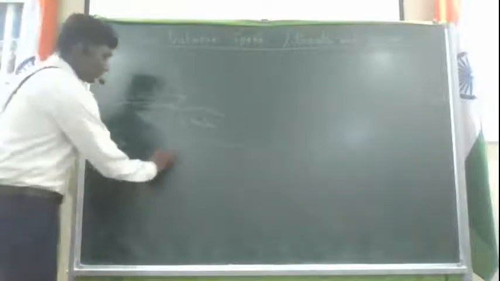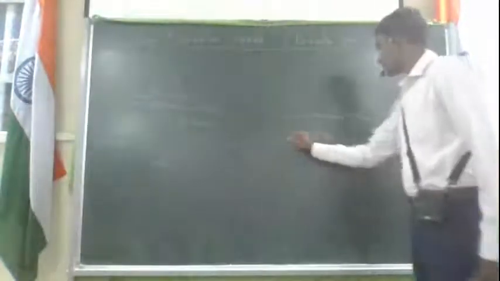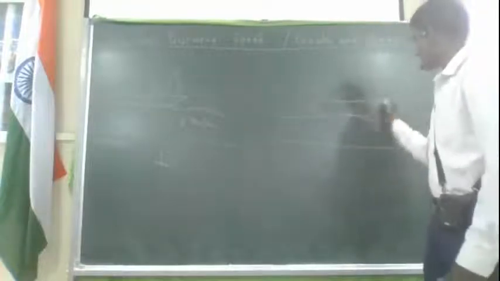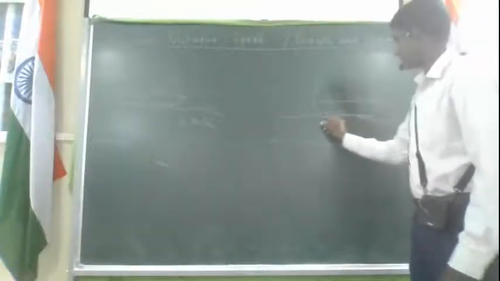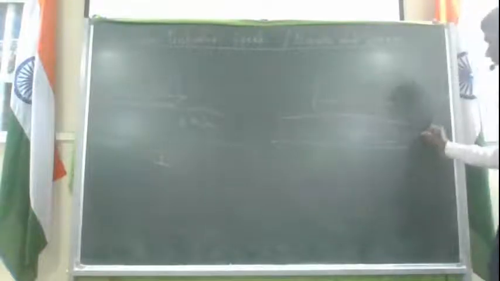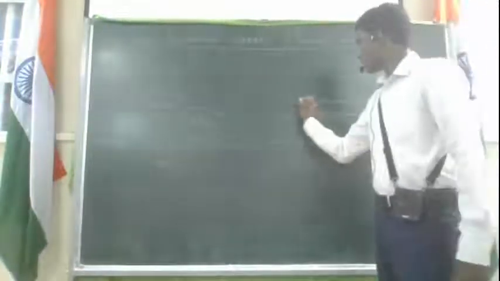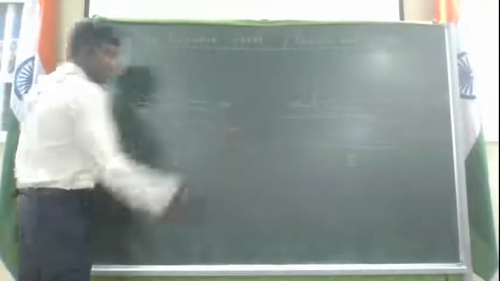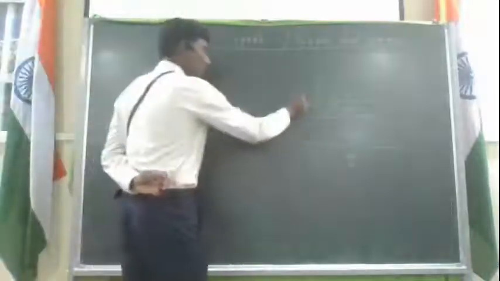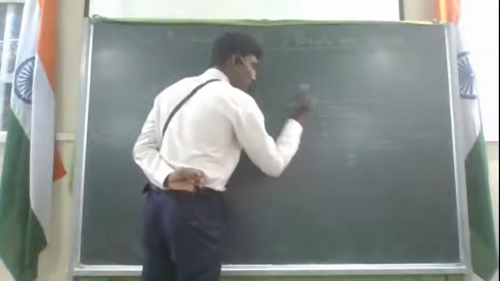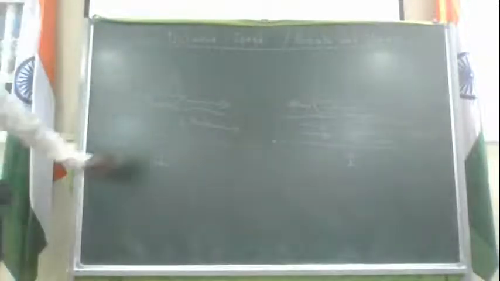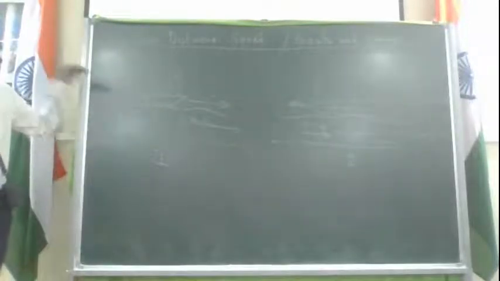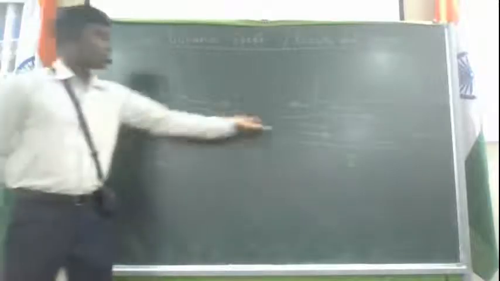This is case 1. Next, there is a river, and here there is a boat. The river is flowing down at v kilometer per hour, and the boat is going up at u kilometer per hour. This is case number 2. Got it? Case number 1, the boat is going down and the river is also flowing down. Case number 2, the boat is going up and the river is flowing down.